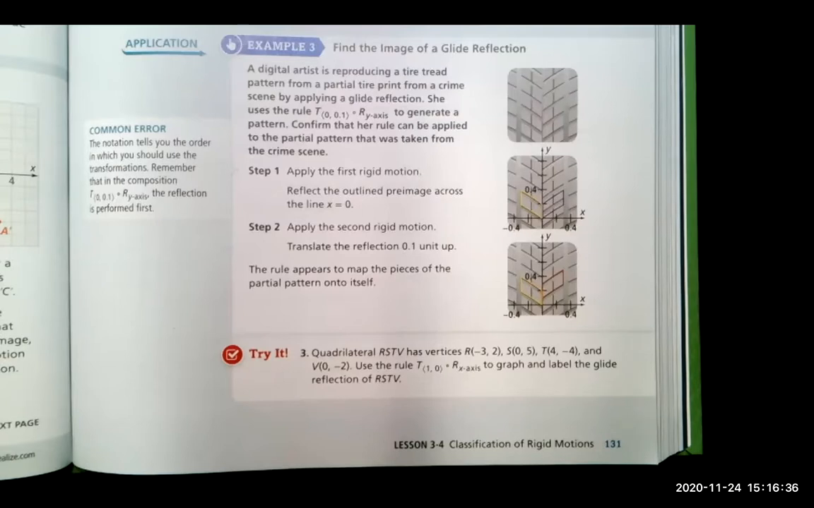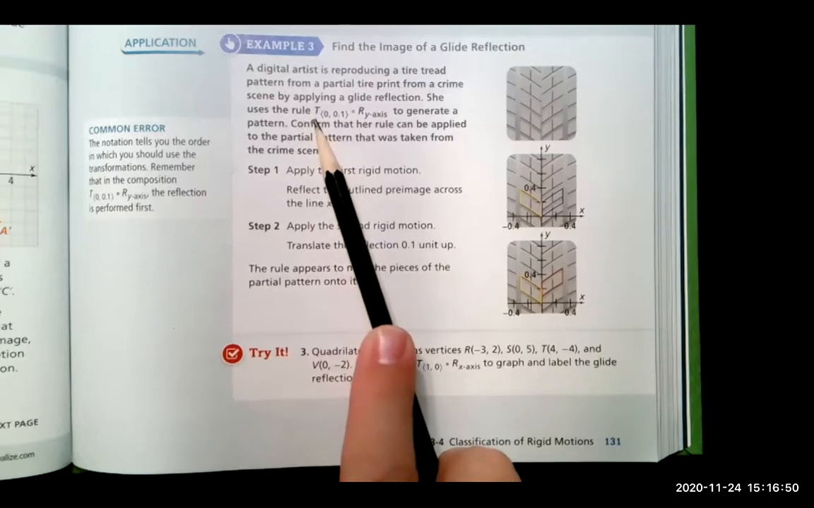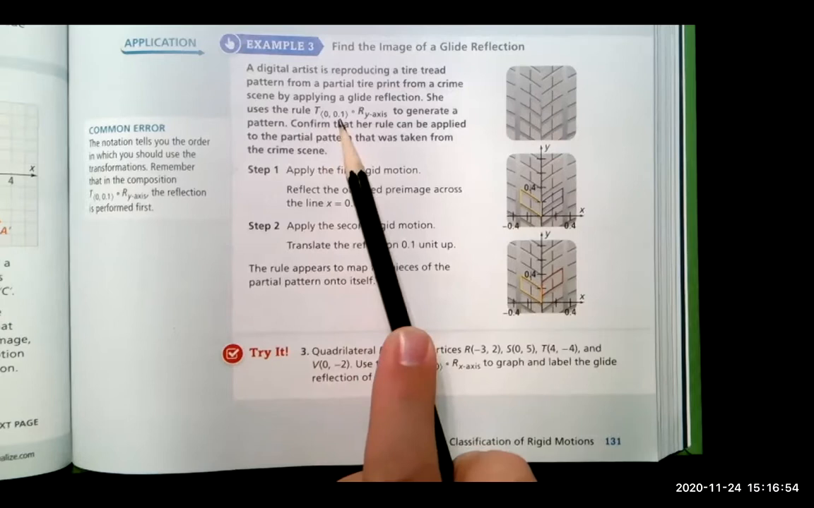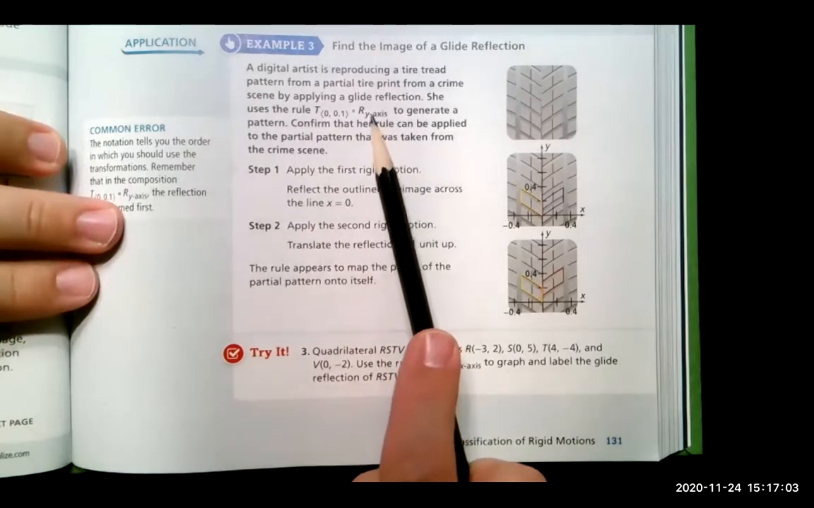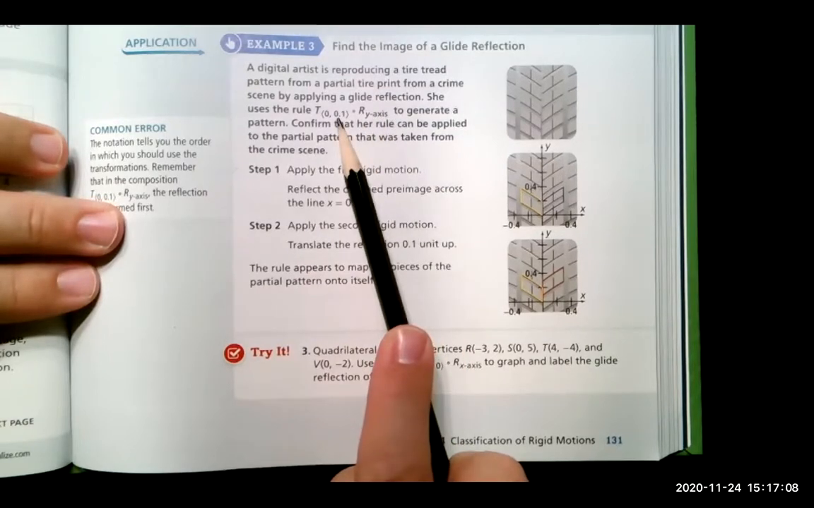So a digital artist is reproducing a tire tread pattern from a partial tire print from a crime scene by applying a glide reflection. She uses the rule: translate 0 units to the left or right, but 0.1 units up. And then also we're going to reflect it across the y-axis. So remember, we're going to start with that right side, that right rigid transformation. Then we'll translate it, okay?